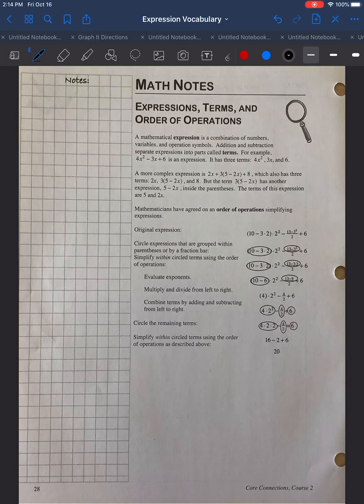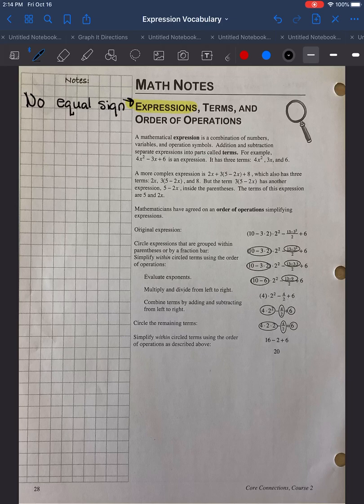Okay, the notes today are talking about something called expressions. And what is an expression? Well, it means a math statement, sentence part with no equal sign. Right? If we just have the problem, no equal sign, that is called an expression. If we put the equal sign in there and something on the other side, then it's an equation. We're not there yet. Okay, so expressions, terms, and order of operations. Well, I just told you what an expression is. So there you go.